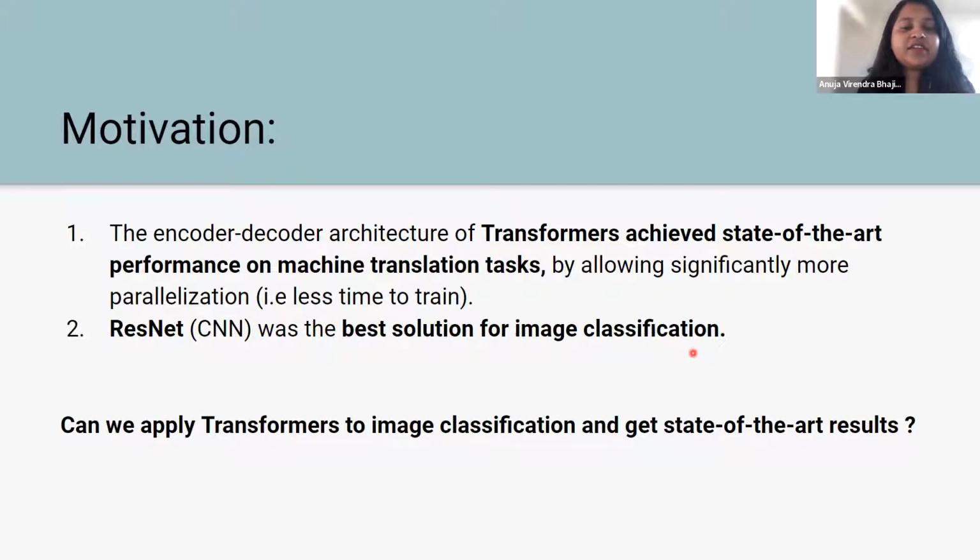The previous presentation discussed in detail the architecture of a transformer and how this self-attention based architecture has achieved state-of-the-art performance in machine translation tasks. Thanks to the transformer's computational efficiency and scalability, it is now possible to train models of larger sizes and parameters due to the introduction of parallelization. But when it comes to image classification tasks, ResNets tend to be the de facto standard in computer vision. So the question that arises is, can we apply a standard transformer directly to image classification tasks and achieve state-of-the-art results?